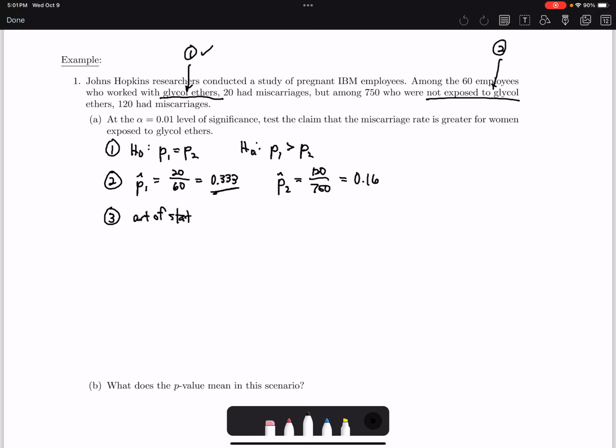So we went to artofstat.com. We entered for the sample size for group 1, we put in 60, and for the number of miscarriages, we put in 20. For group 2, it was 750 and 120. And then the p-value that we got was 0.0003. Okay.